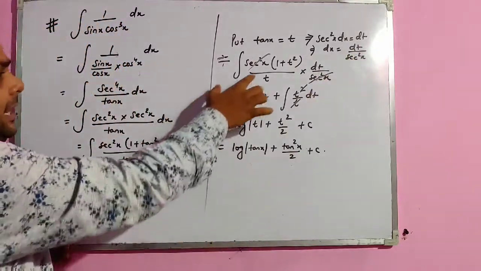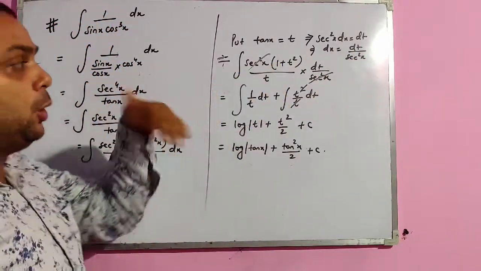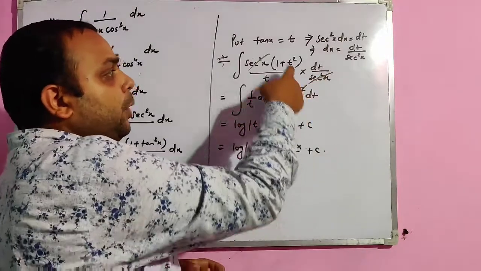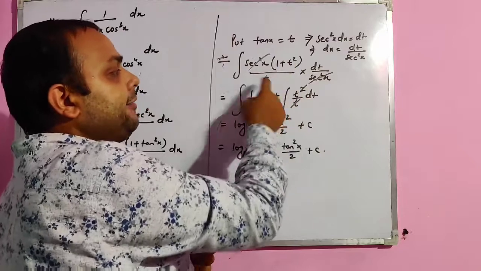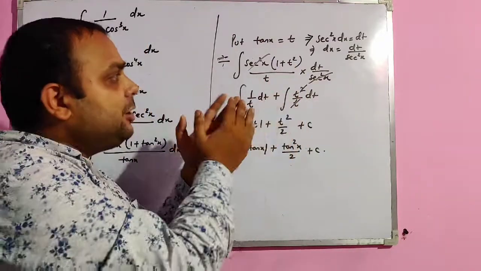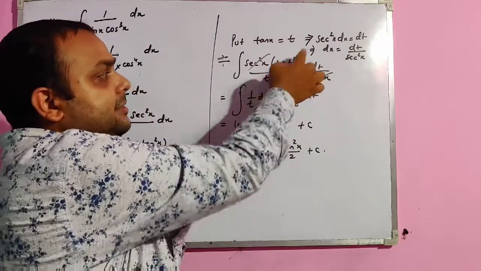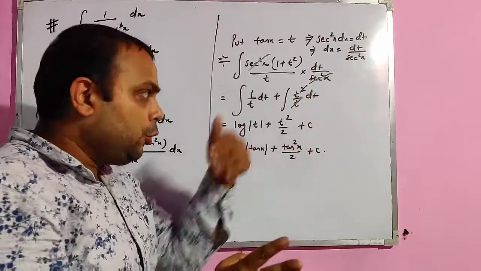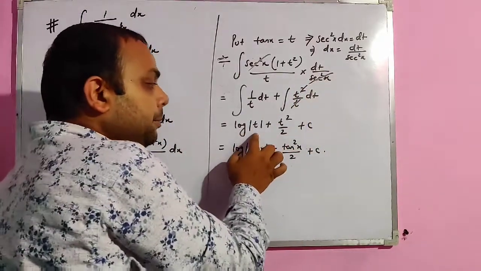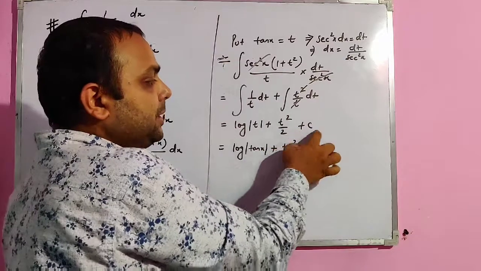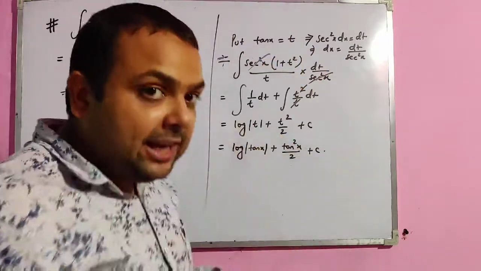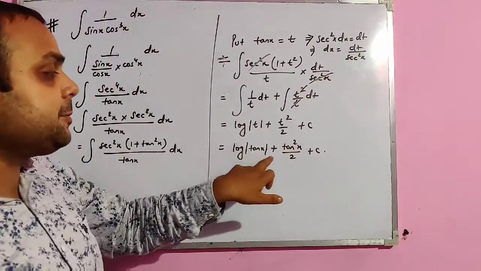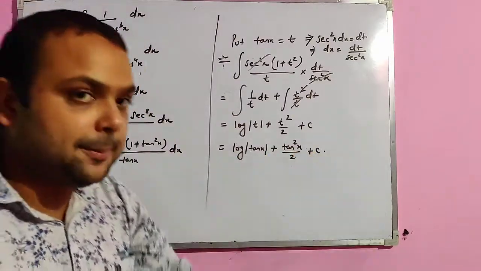Now applying the value here, putting the value tan x equal to t, sec square x and sec square x cancel out. Now I got (1 plus t square) divided by t. Taking individually, 1 by t, and this t cancels out, t dt. So the final answer I got is log mod of t plus t square by 2 plus c. Again substituting the value of t, which is tan x, the final answer is log of tan x plus tan square x by 2 plus c.